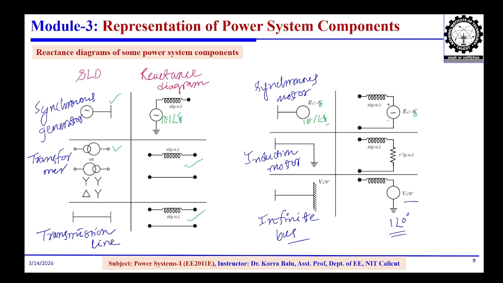Then we'll go for the induction motor. The induction motor equivalent circuit, as we have seen in the per unit representation, is a series reactance in series with a resistance. And you'll see the infinity bus. This is a very important concept in the power system, and we will see why we use the concept of the infinity bus. The simple concept is that the bus voltage is always 1 per unit at an angle of delta. That bus represents the infinity bus in the power system.